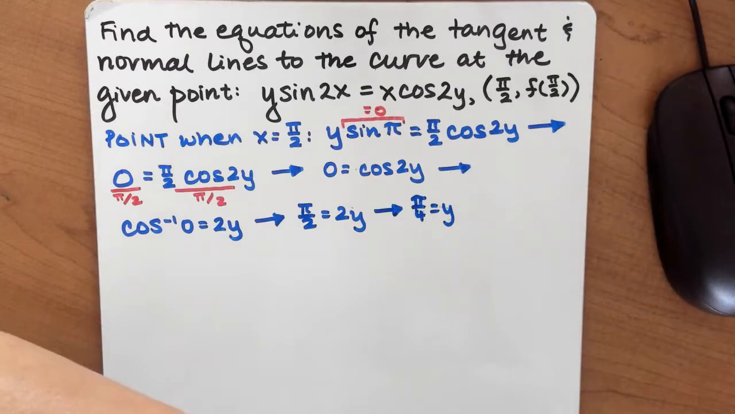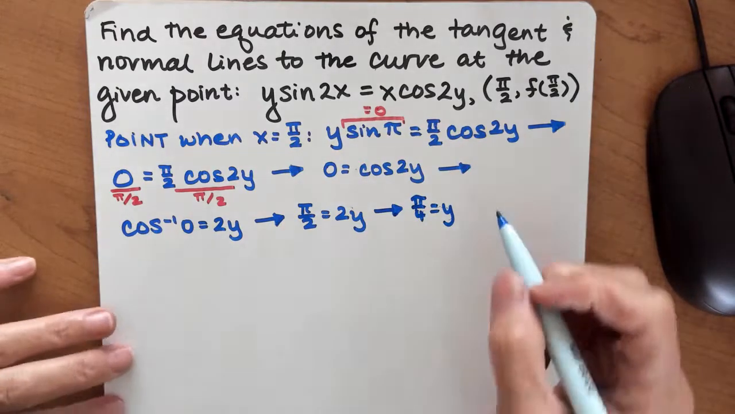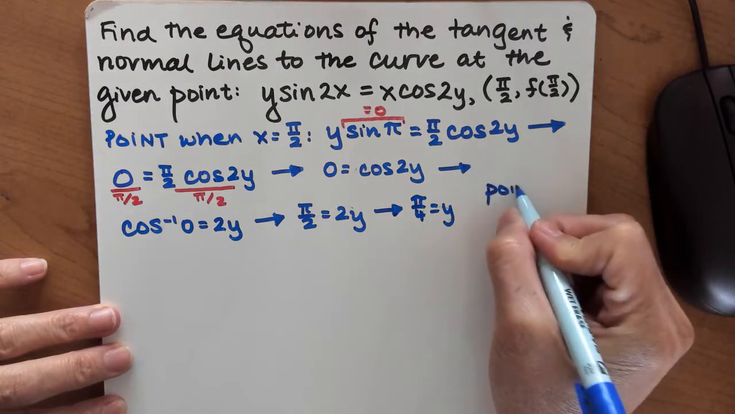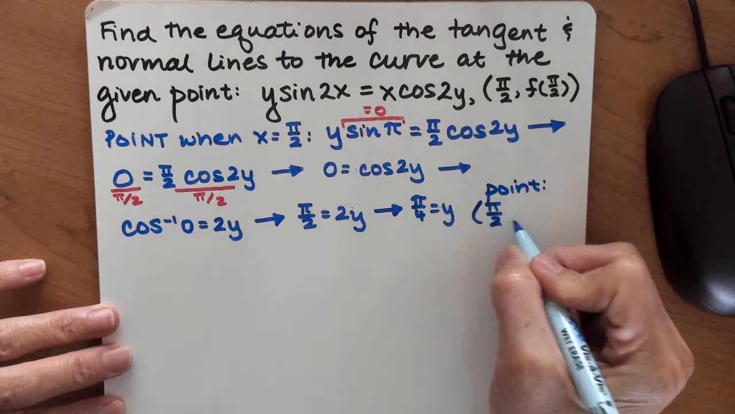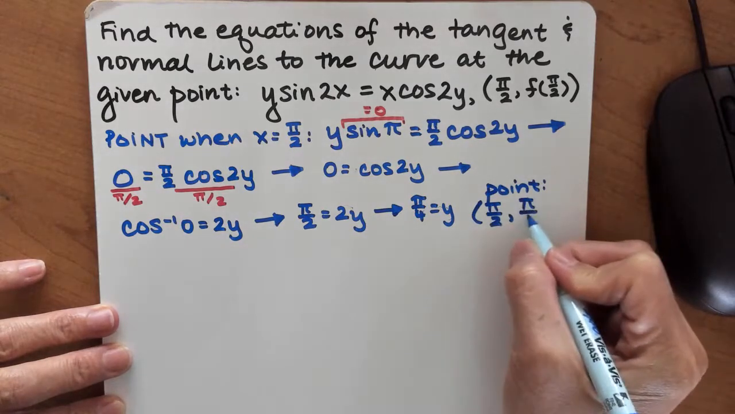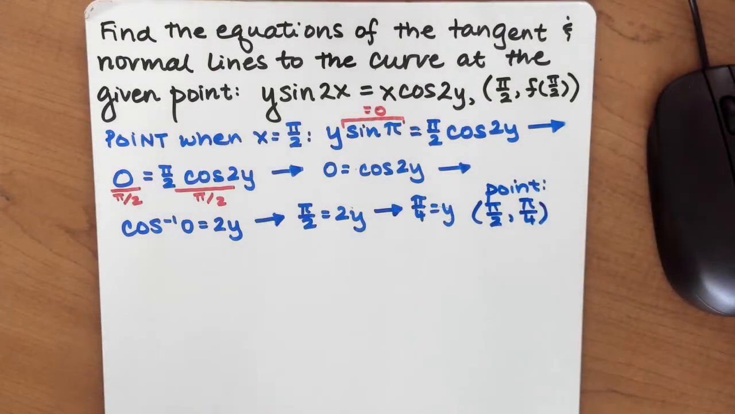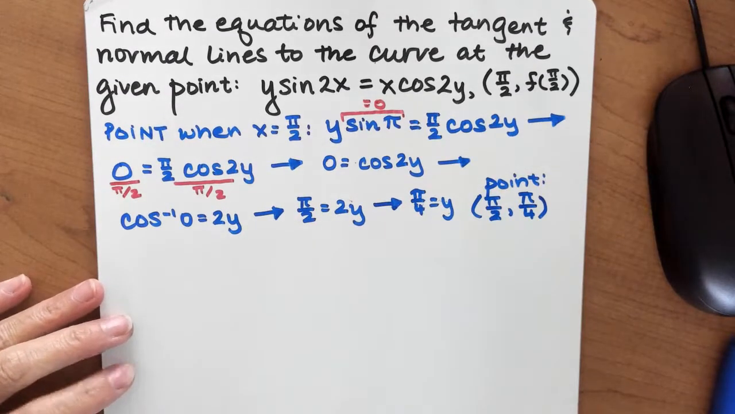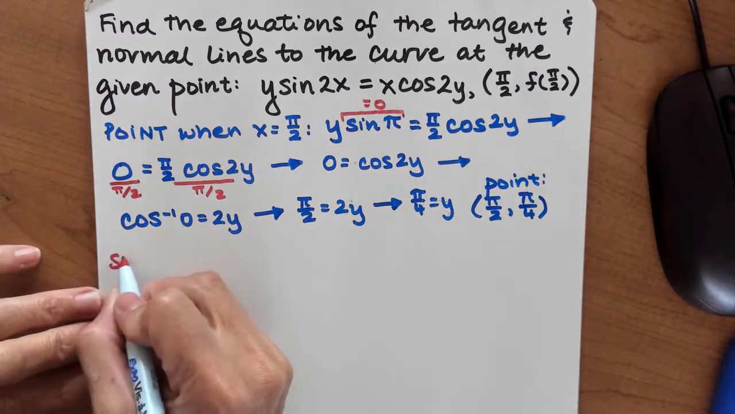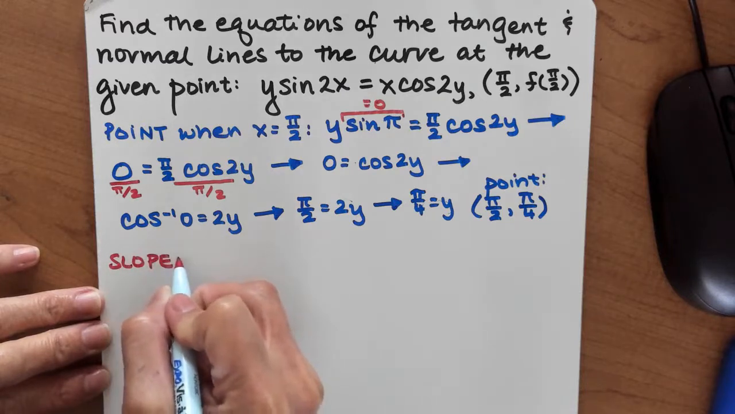So I have my point now. My point is x is pi over 2, and y is pi over 4. Okay, so I've got the first part. I'm finding the equation of the tangent line and the normal line at the point pi over 2, pi over 4 on this curve. Now I need the slope. And the slope is the derivative.